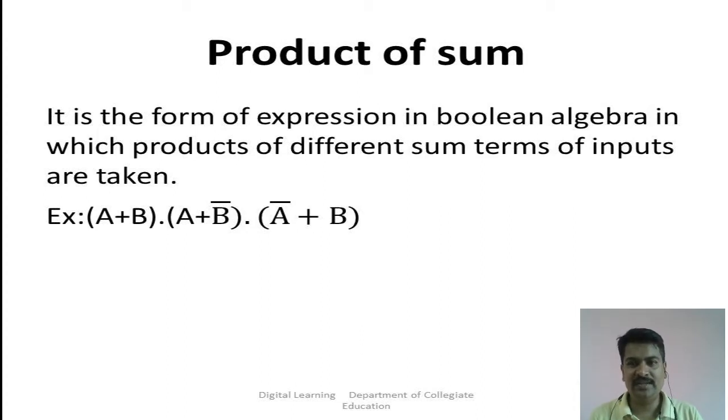So here the first term is A plus B and the second term is A plus B bar, third term is A bar plus B. The product of all these different sum terms is taken. So these are the sum terms. I have done the logical multiplication of these 3 terms. You will get a POS expression. You will get a POS form.